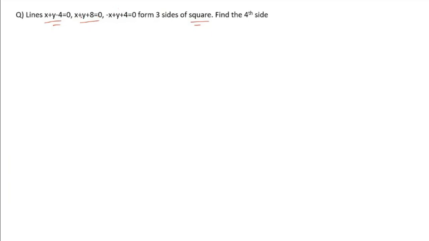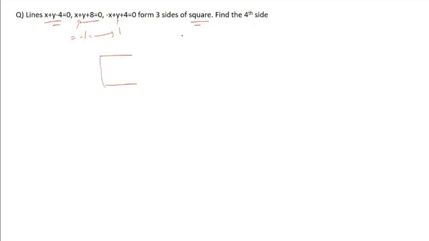Even you can check the slope of this. What will be the slope of this? Minus of x coefficient over y coefficient, minus 1. What is the slope of this? Minus of x coefficient over y coefficient, so minus of minus 1 by 1, so 1. The product of this is minus 1. So which is perpendicular, right? Which it should be. If it's a square, and these two are parallel sides, the third side that is given should be perpendicular to them.